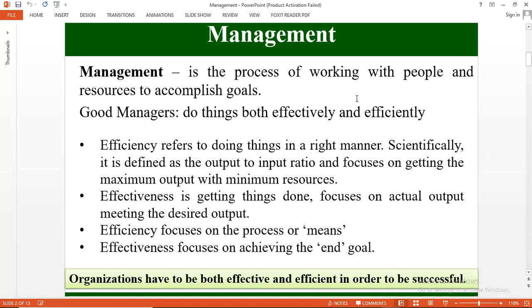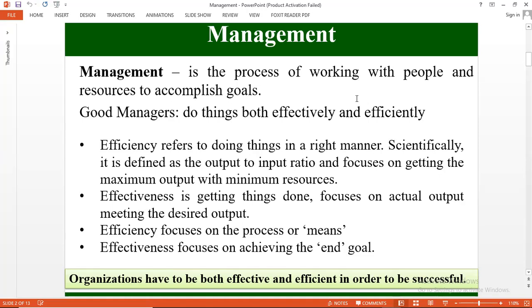Our today's topic is on further explanation and aspects of management, that is, what actually is management. So we start the session with the definition of management. It's a process of working with people and resources to accomplish goals. Good managers do things both effectively and efficiently. These are the qualities of a good manager.